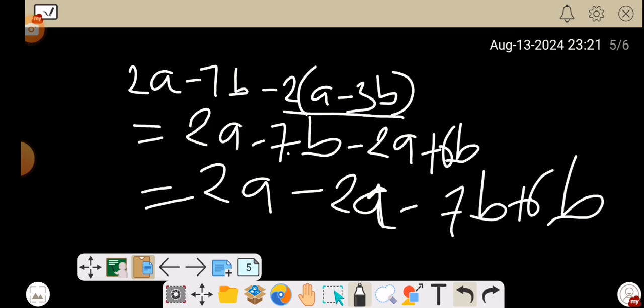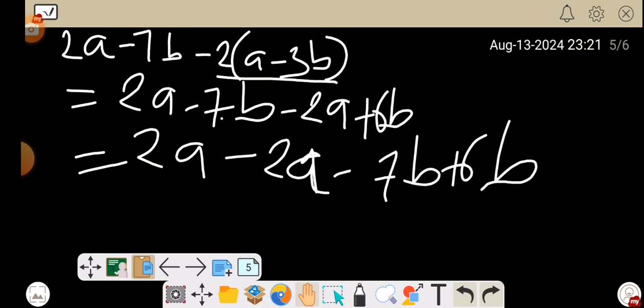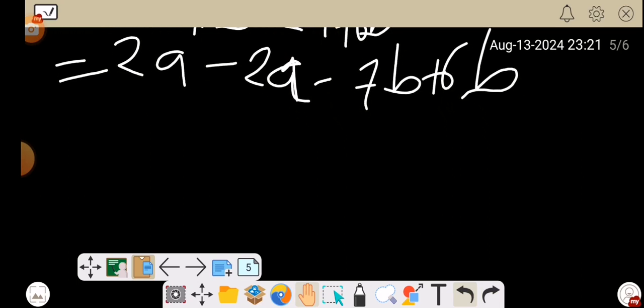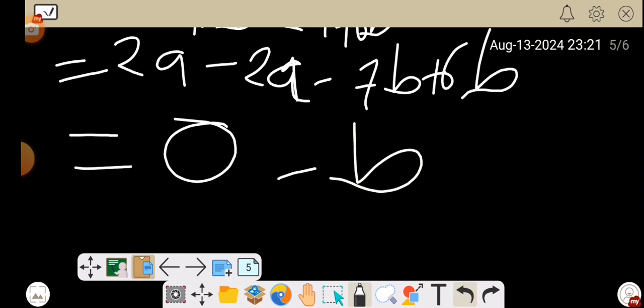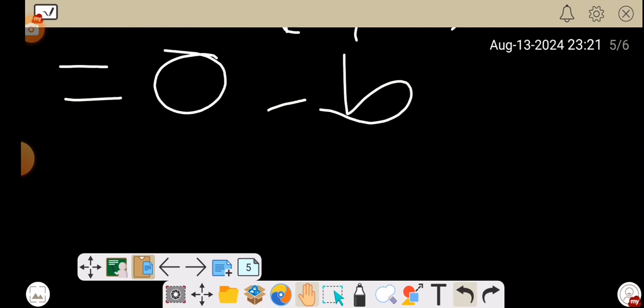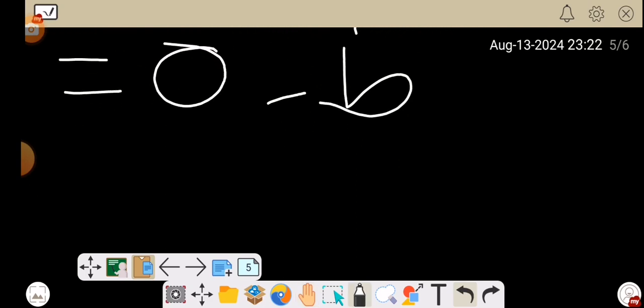Now what is our next part here? Our next part is we simplify the question. So from here we can clearly see that 2a minus 2a is 0, and minus 7b plus 6b is negative b. Now instead of writing 0 minus b, it is just as good as writing negative b. So finally our answer is negative b.